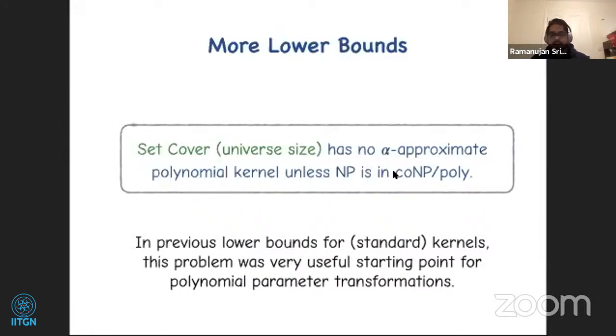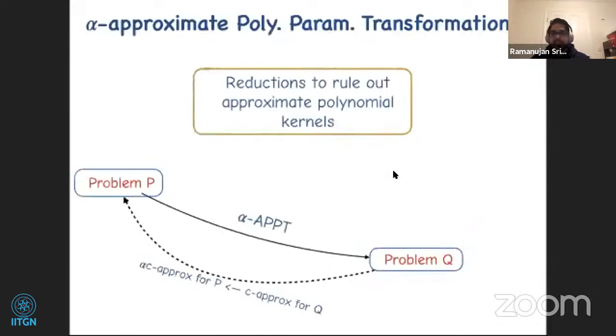Now, this raises the question, what would be an appropriate notion of polynomial parameter transformation in this world? And again, there is a very natural notion of alpha approximate polynomial parameter transformations from problem P to problem Q. So it's very similar to what an approximate kernel is. Right? So I want to transform an instance of problem P to problem Q such that any C approximation for this instance of Q can be efficiently turned into an alpha C approximation for the original instance of P.